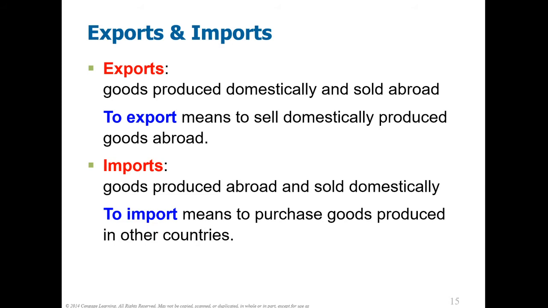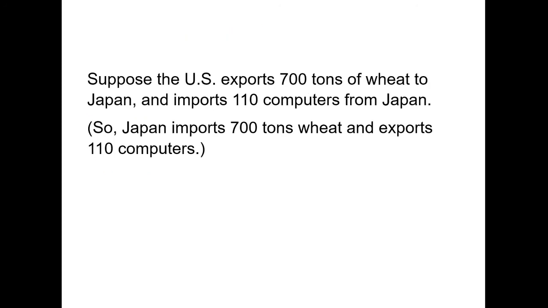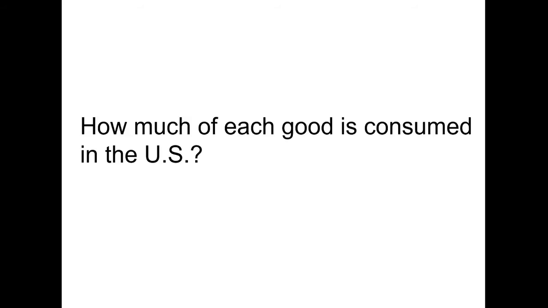So let's look at the U.S. and Japan and talk about, suppose the U.S. exports 700 tons of wheat to Japan and imports 110 computers from Japan. Right? So what that means is the Japanese are importing 700 tons and exporting 110 computers. So now how much of each good is consumed in the U.S.?